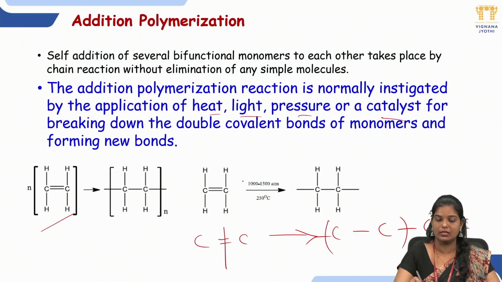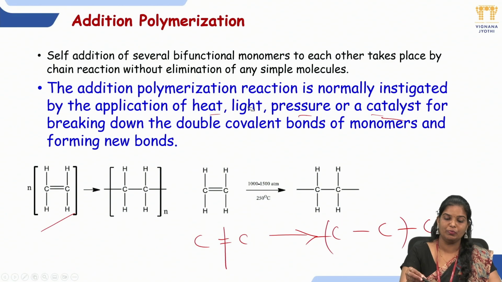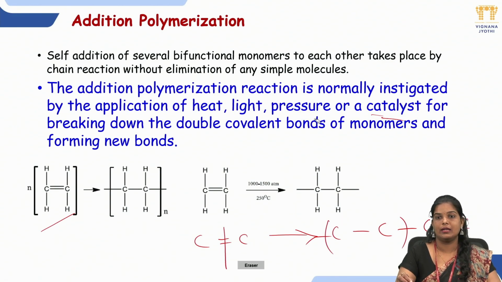Now when it is pressure, it doesn't mean that it can be a low pressure at all. It should be high pressure. Heat and light also in the same way: a high amount of heat should be given, and light also should be there. Catalyst, as we all know, is a minute amount of material which does not take part in the reaction, but it will enhance the rate of reaction. So that is known as a catalyst. All this will be used to break down the material, and we'll get polymer reactions.